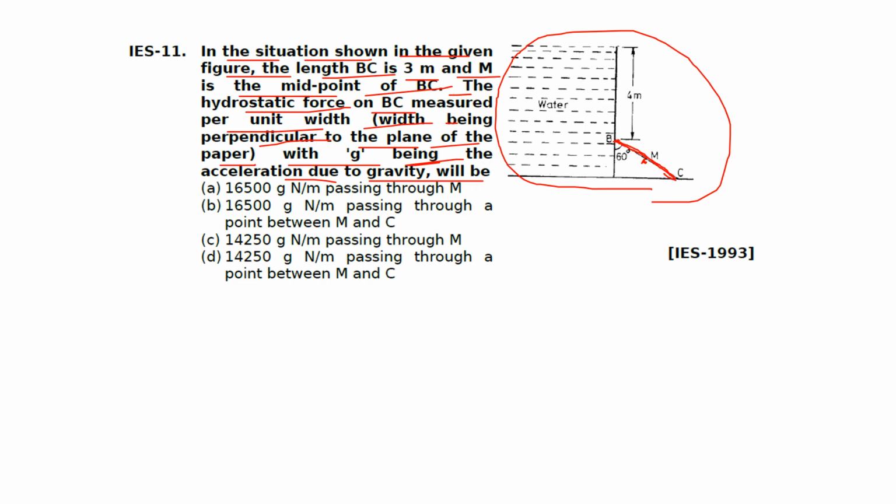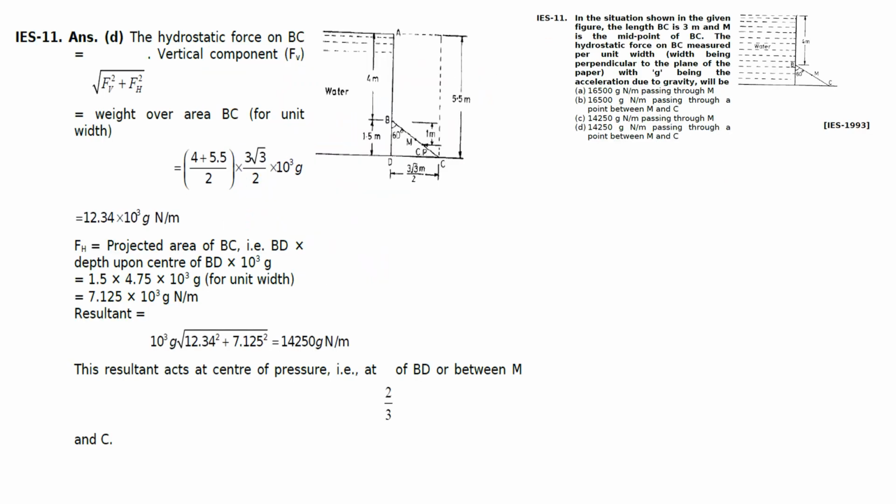This height is given 4, BC is given 3, this angle is given 60, and gravity is given. This is the only thing given, the rest we have to assume and solve this question. So this is the question.